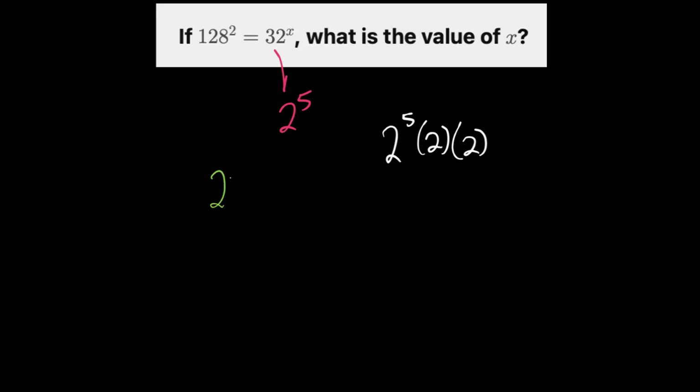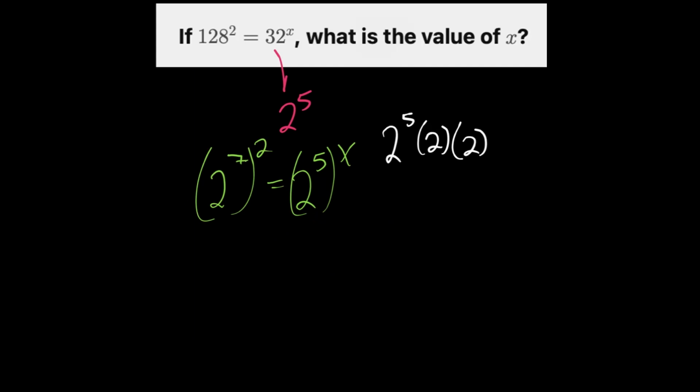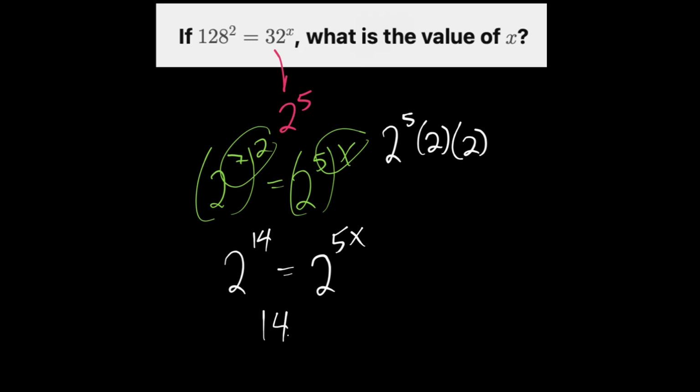So we'll replace it. We have 2 to the 7th power, and that's all to the second, equals 2 to the 5th power, that's the 32, all to the x. So now once again, we can use the power of a power rule. And so for us, that means multiplying the 7 and the 2, and the 5 and the x. So 2 to the 14 equals 2 to the 5x, and now we've got the same bases, the expression's equal, and we can say 14 equals 5x, divide both sides by 5, and x equals 14 over 5.